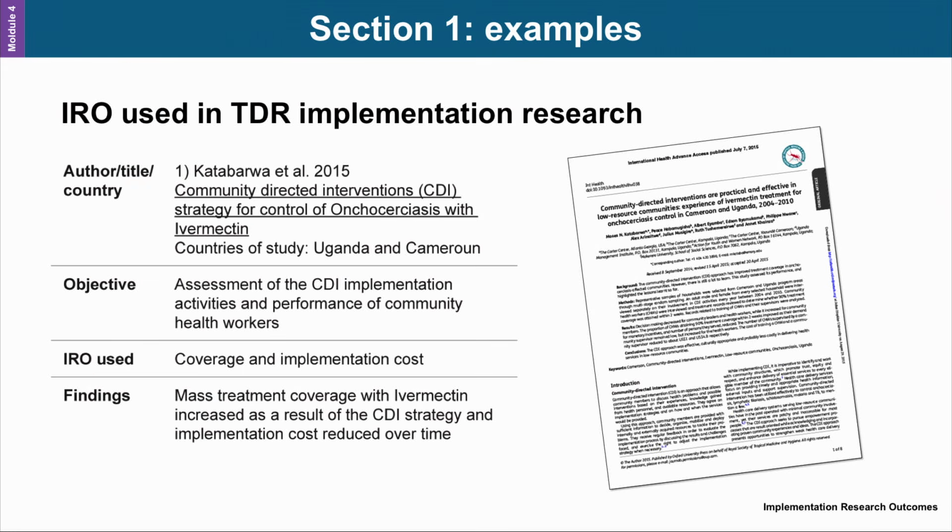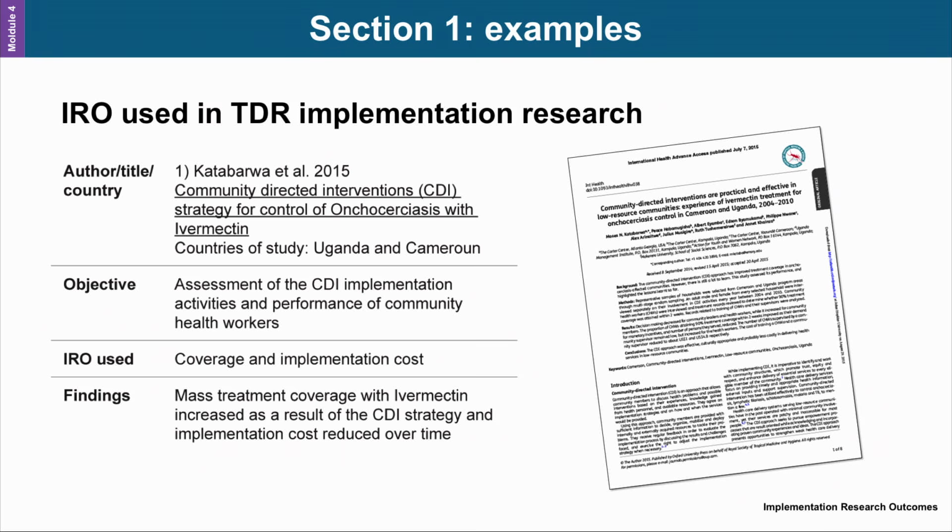So the first example that we're going to look at today is really the example by Katabawa et al. And they were looking at community-directed interventions in an ivermectin control program. They looked at this study in Uganda and in Cameroon. The objective of their study was to assess this strategy and to assess its impact on the performance of community health workers. So community-directed intervention is this whole idea of empowering community even to find solution to challenges around implementation of an evidence-based intervention within their locale.